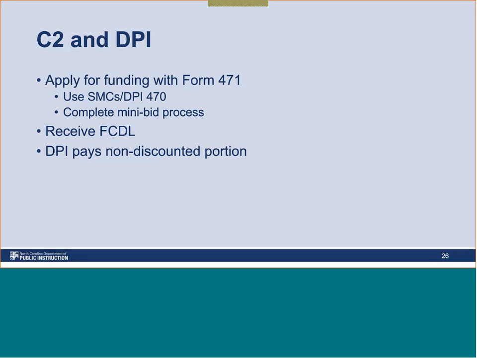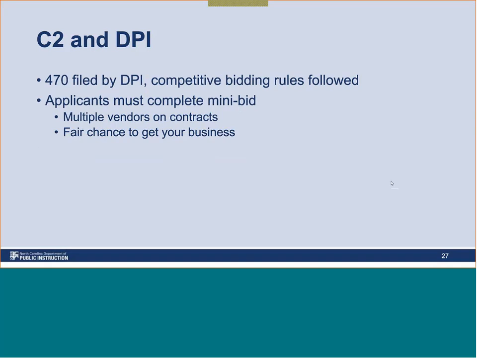And so then you complete, as far as steps, your mini bid process, which we're going to go into more detail in just a second. And then you receive your funding commitment decision letter. And this is the biggie here too. DPI pays your non-discounted portion that USAC and E-rate do not cover. And so as a kind of process overview, DPI files the 470 so that you don't have to. And the competitive bidding rules are followed.